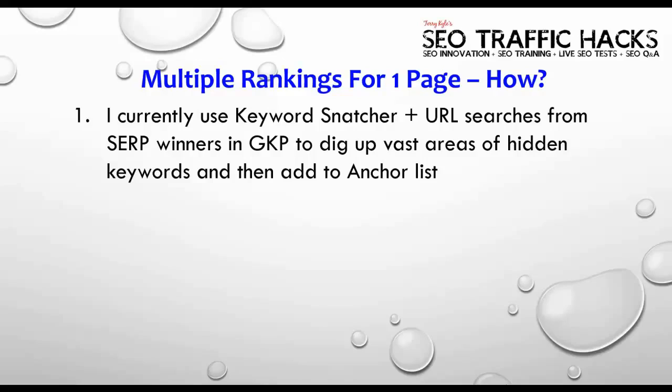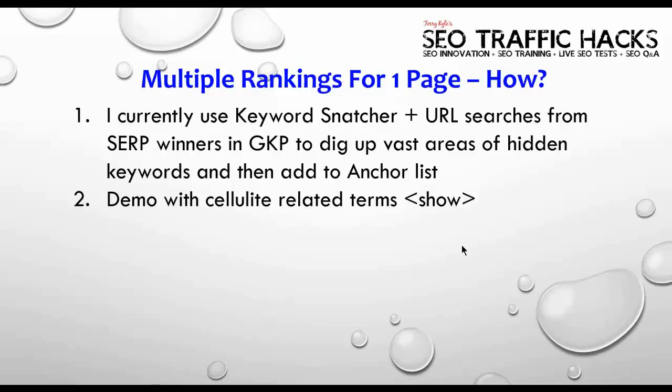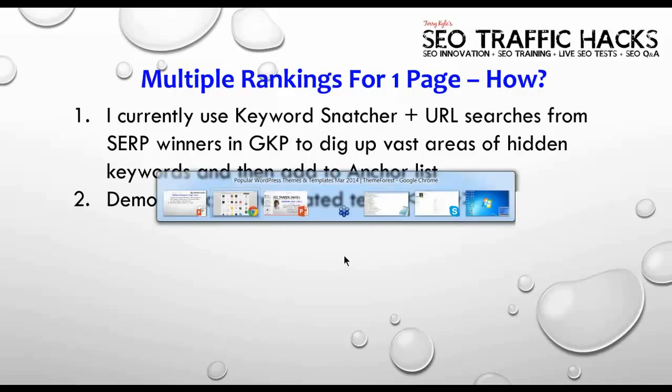So I use Keyword Snatcher, and I also use URL searches from the winners in the SERPs. In a moment I'm going to show you an example with cellulite. What I do there is look up cellulite, look at the top 3 sites, and put those URLs into the Google Keyword Planner, and I see what ideas Google thinks those websites are relevant for. Then I do some extra research based on those new terms that were hidden when I just used keywords rather than URLs. So let's jump in and have a look at this cellulite demo.